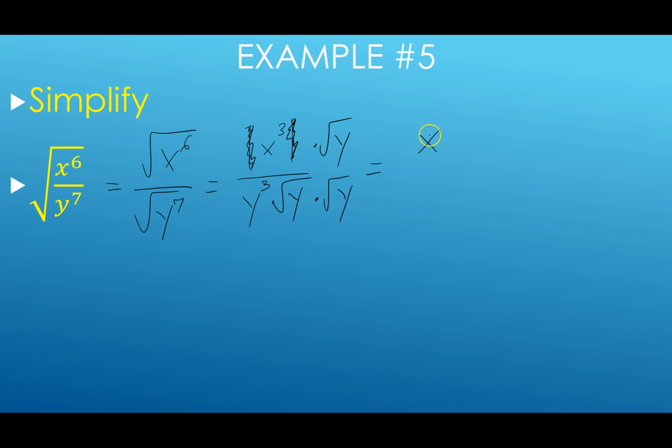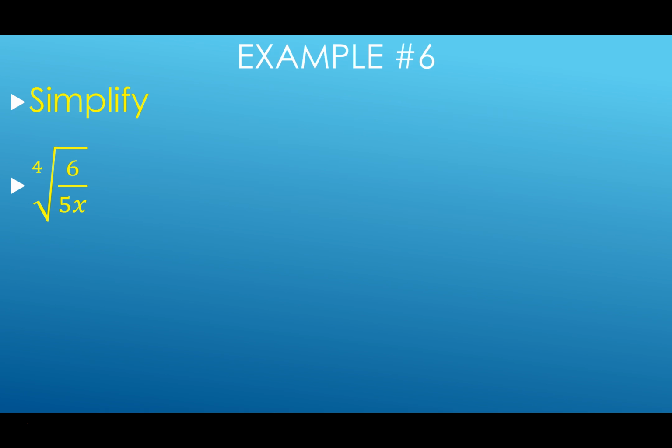Up top becomes x cubed square root of y. On the bottom, the square roots cancel, leaving a y. y times y cubed is y to the 4th. So we have x cubed square root of y over y to the 4th. That would be our simplest answer now. Again, we're assuming all the answers are positive, so that's why we're going to ignore the absolute value signs.